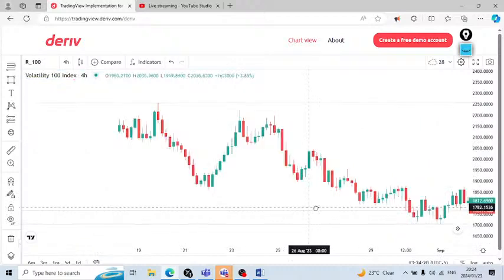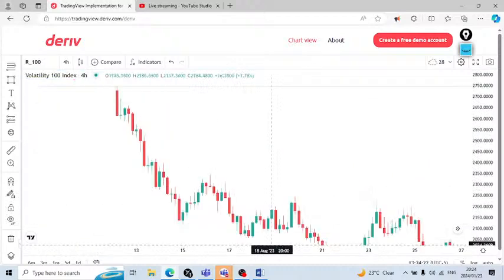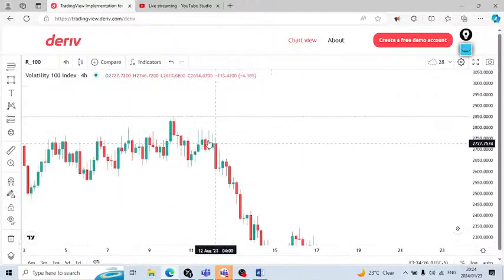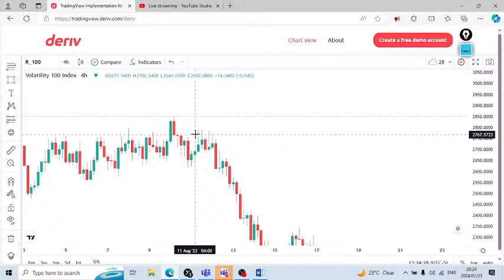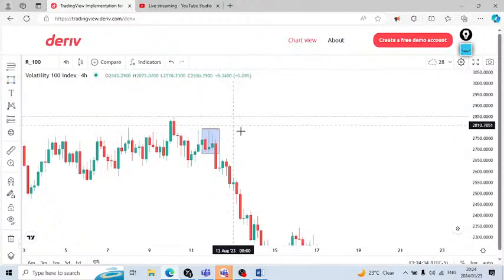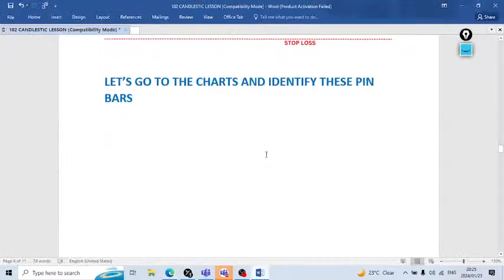Okay, let me look for one example, then we can move forward. Here we also have some candles. If you look at these candles here, these bars, I just want to identify these pin bars.